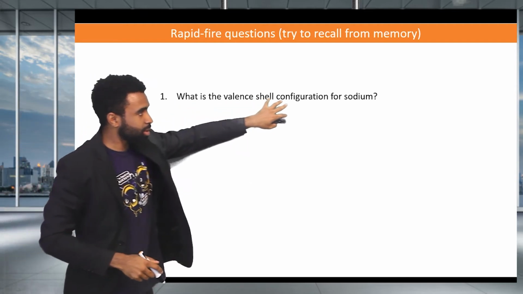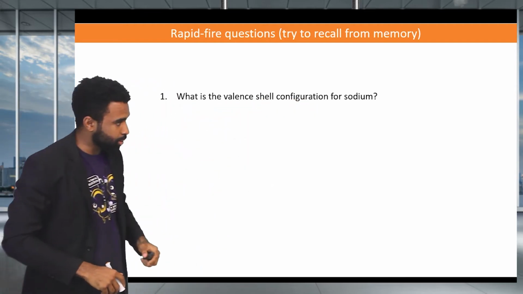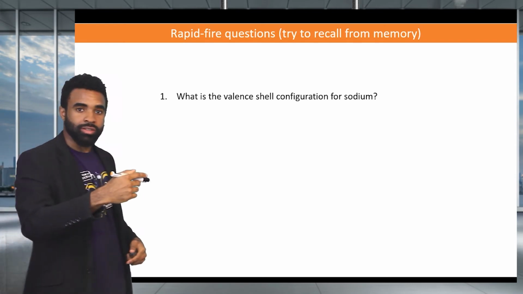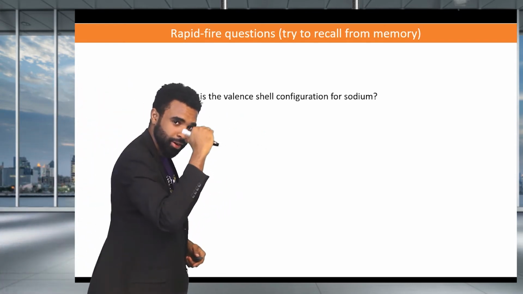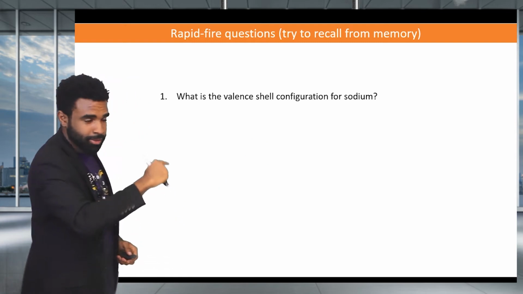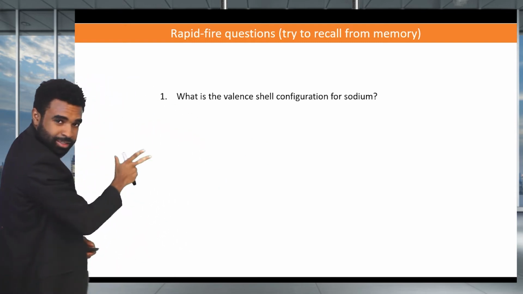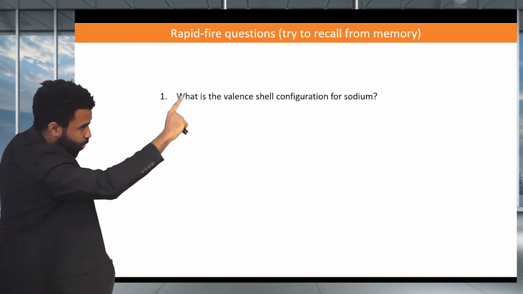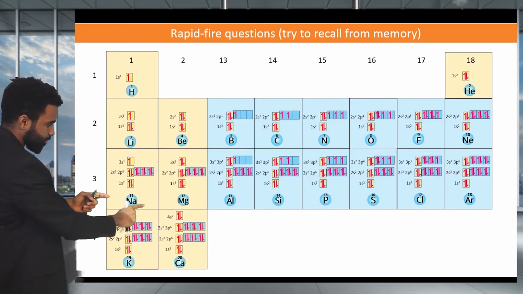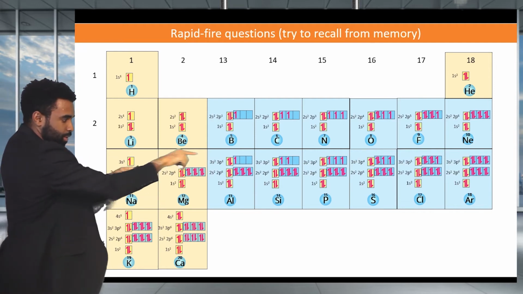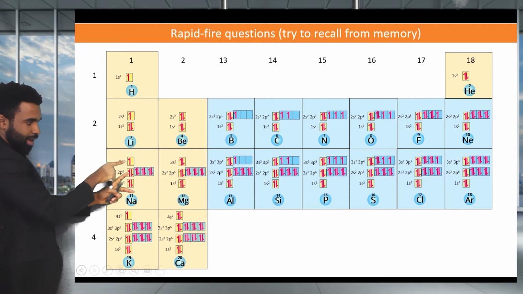What is the valence shell configuration for sodium? Pause the video, see if you can think about it. What period is sodium? It's in the third period, right? Sodium. Therefore, it must be 3. And it's the first element, so it must be in the S block. So 3s1, right? Here we have sodium, third period. Therefore, we're filling in the 3. This is the valence shell, 3s1.